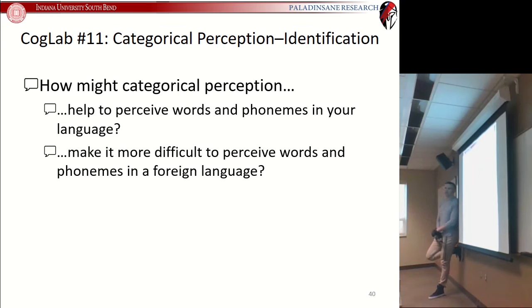Why would this actually make it more difficult for you to perceive words and phonemes in a foreign language? Why is it sometimes that when you're talking English to somebody who has English as a second language, they have trouble understanding your words, or vice versa, they have trouble producing those words? So any ideas on that?